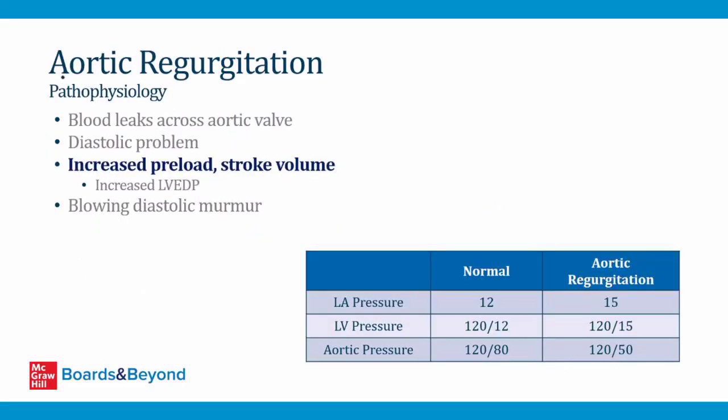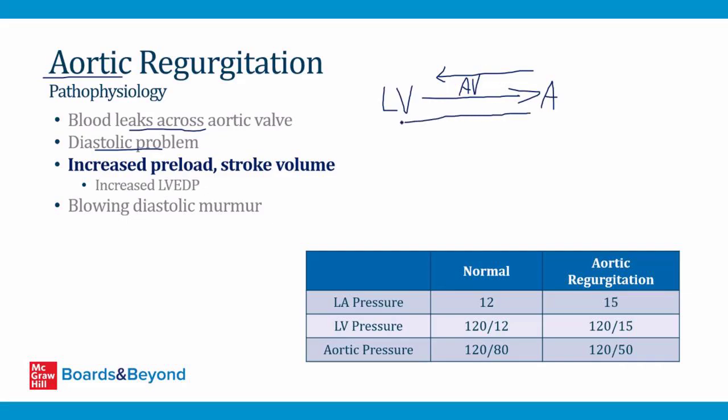Okay, let's start by talking about aortic regurgitation. This is a problem where blood leaks across the aortic valve during diastole. So remember, we have the left ventricle and we have the aorta, and blood is supposed to flow out of the left ventricle to the aorta in systole, but then in diastole, the aortic valve is supposed to close so that blood can't go backwards. Well, if there's a problem with the aortic valve and it doesn't close normally, then in diastole, blood can flow backwards across the aortic valve into the left ventricle.